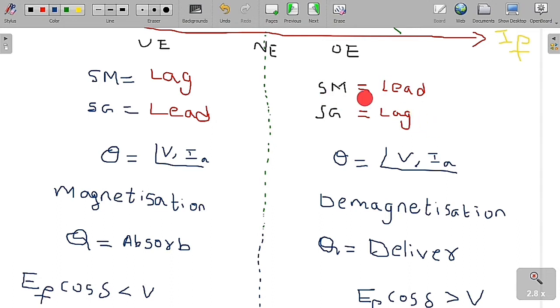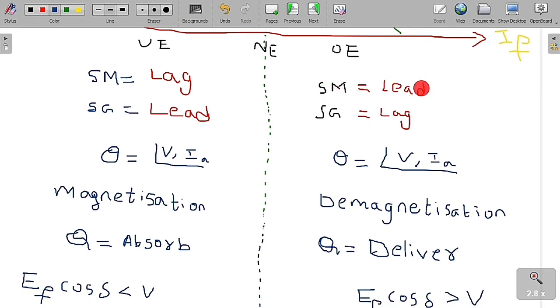Whereas the synchronous motor is going to deliver the reactive power, but it is going to absorb the active power. The synchronous generator is always going to deliver both reactive and active power, whereas the synchronous motor delivers the reactive power but accepts the active power. That is the reason the synchronous motor is operating in the leading region.